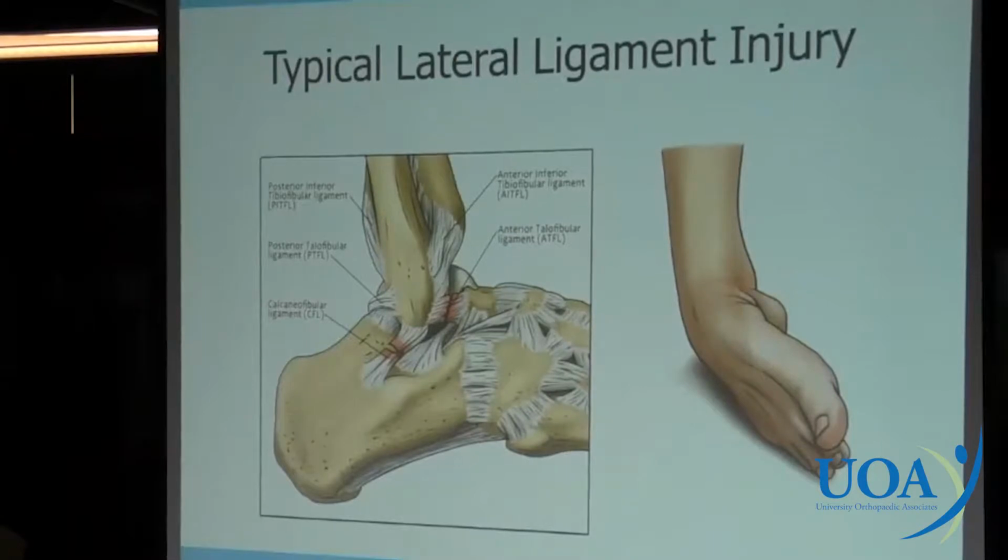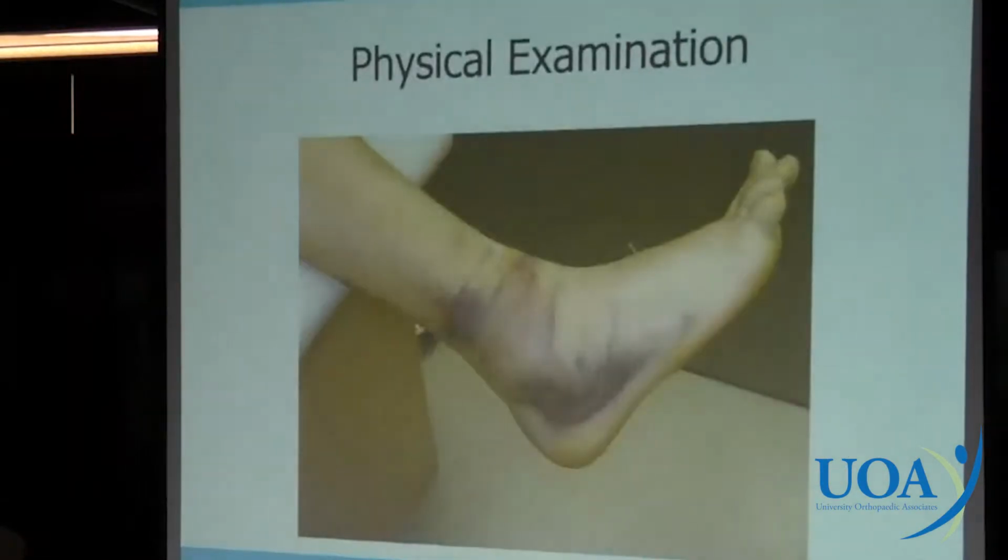So the typical lateral ankle ligament injury, as we saw on the video with Serena Williams, is an inversion injury, which usually requires the foot to be somewhat plantar flexed at the ankle and then inverted. And these are the two ligaments in the diagram that get torn most of the time.